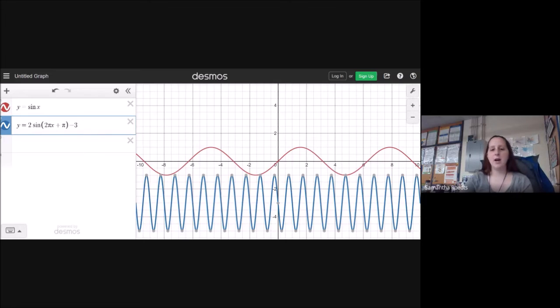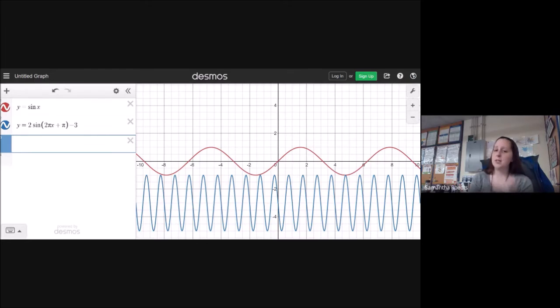So here is my original, and here is the graph that I just created, okay? So from here, you're going to need to identify the change, basically all the changes that occurred, okay?